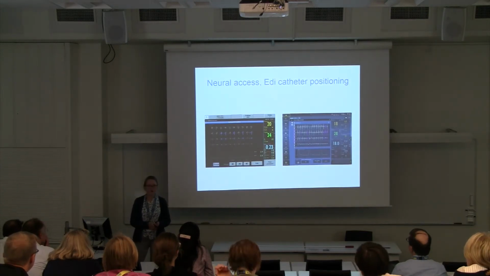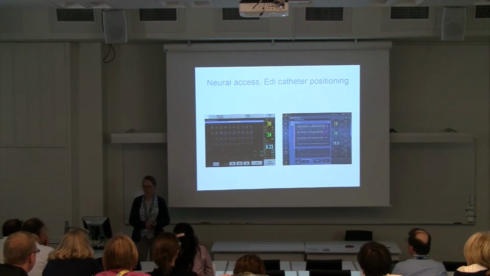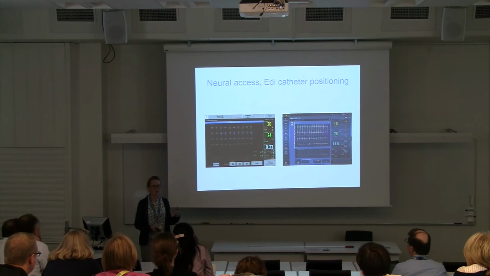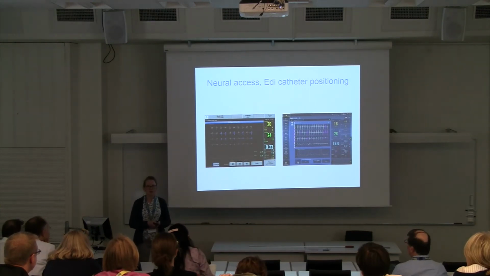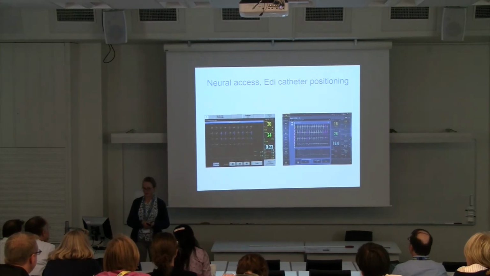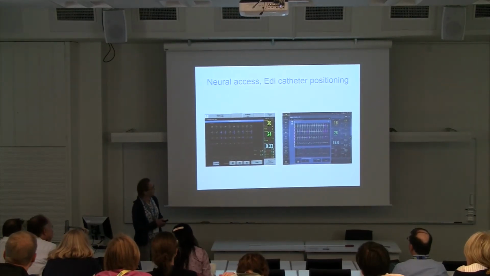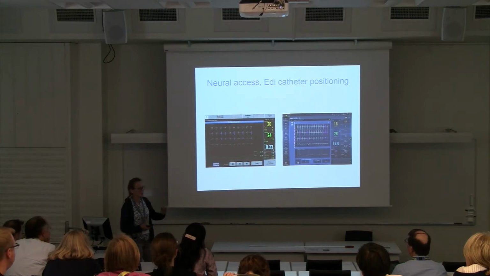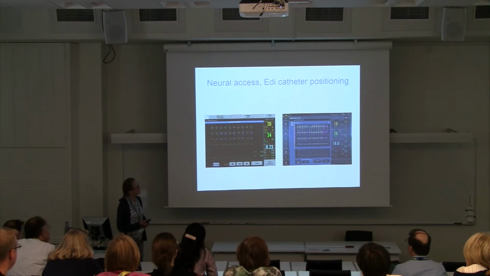So how to position the EDI catheter? I told you that there are 9 electrodes, so actually there are 4 electrode pairs with which you can measure the ECG. And with the help of the ECG, we can have the placement correct. You can see that the P wave disappears when the lowest electrode pair has passed the heart.